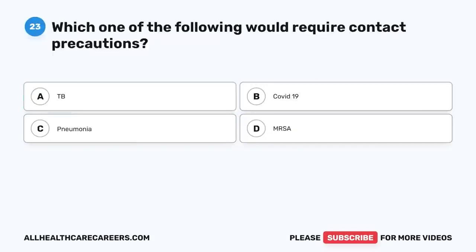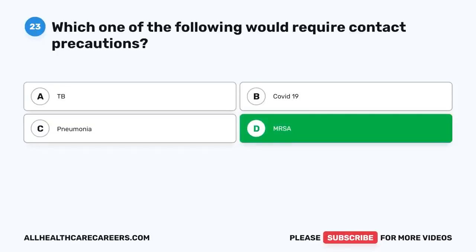Question 23. Which one of the following would require contact precautions? A. TB. B. COVID-19. C. Pneumonia. D. MRSA. The correct answer is D. MRSA.